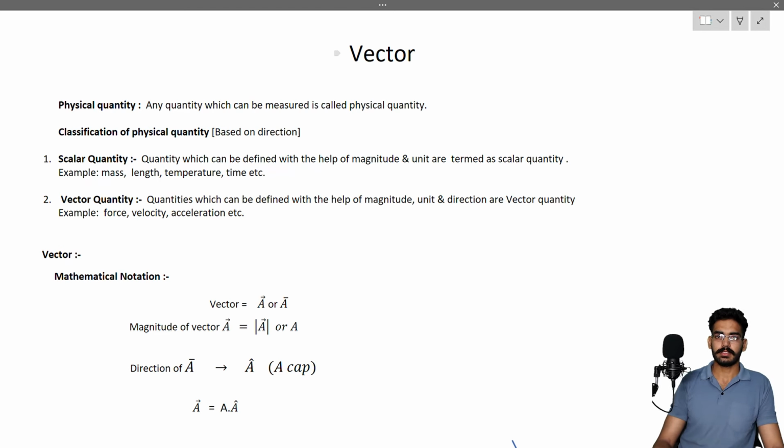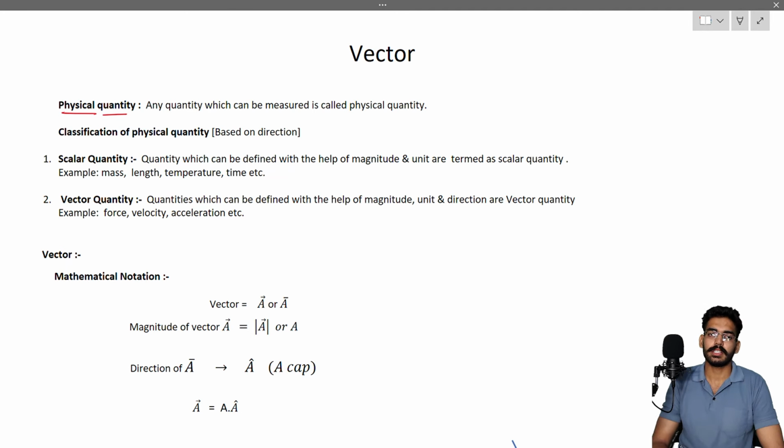So the first thing we're going to see here is that first we define what we call a physical quantity. Any quantity which can be measured is called a physical quantity. Like you can measure a length, so it's a physical quantity. You can measure a weight, it's a physical quantity, okay? You can measure force, that is a physical quantity. You can measure current, so that is also a physical quantity, right?